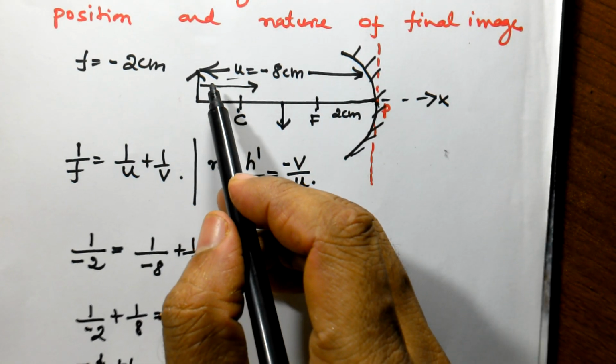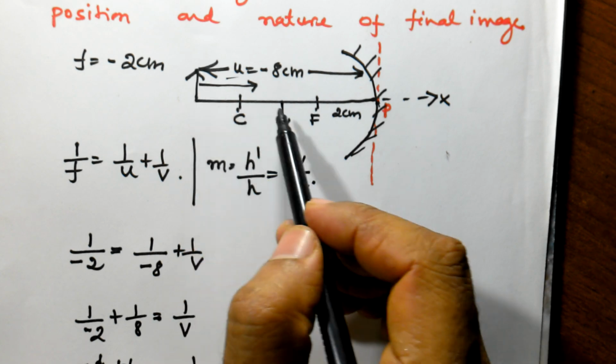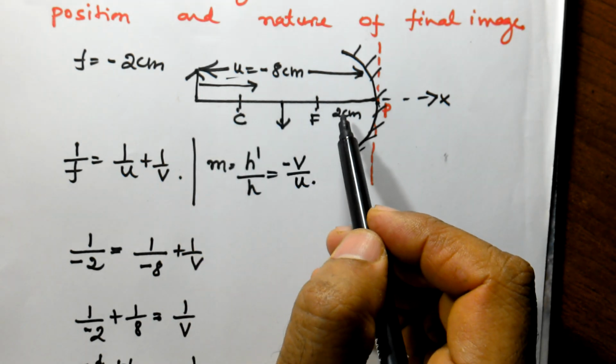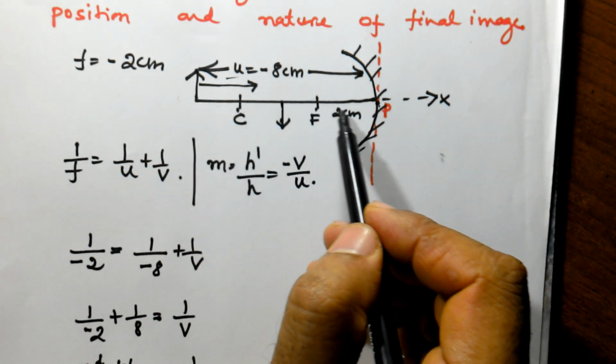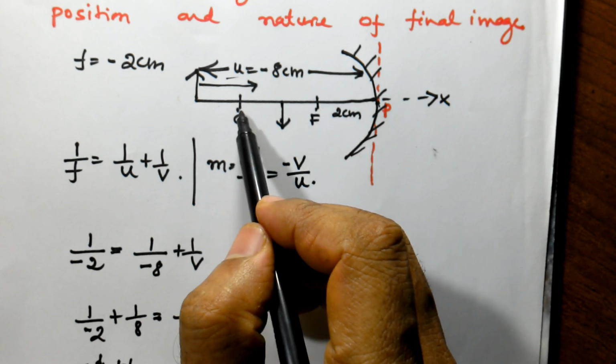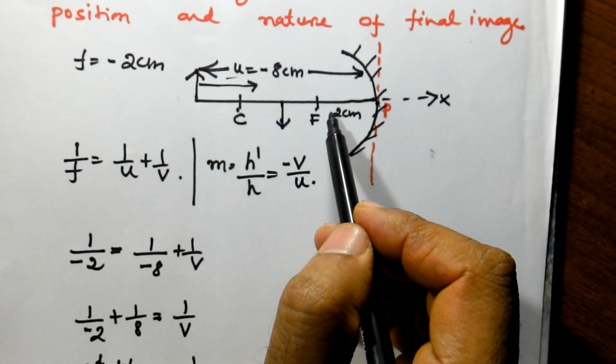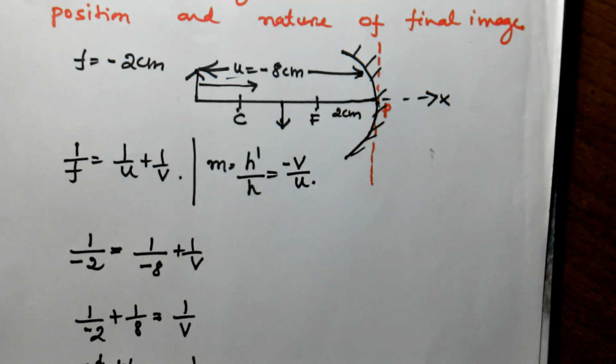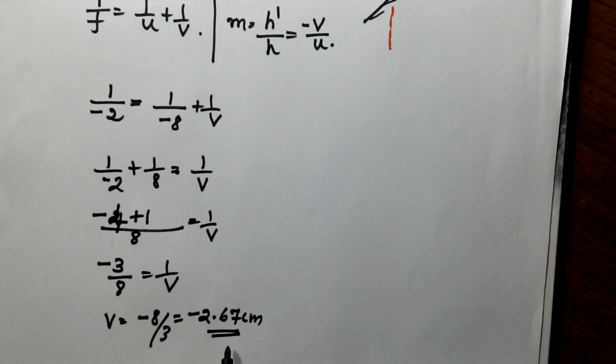In the derivation we have seen, when the object is beyond C, the image is between C and F. So F is 2, C is 4. Double this, R equal to 2F. You know that derivation. 2, 4. So between 2 and 4, that answer is correct. Greater than 2, less than 4.